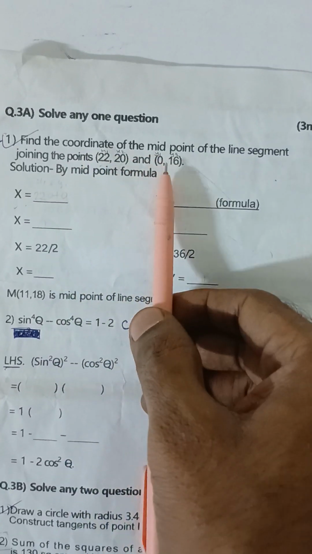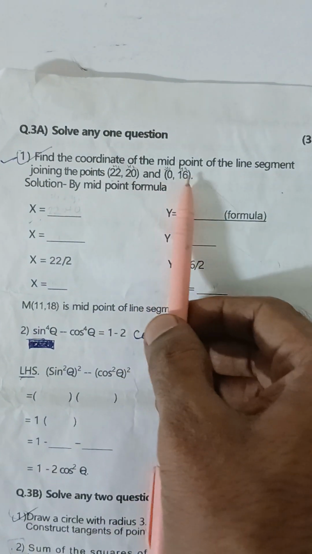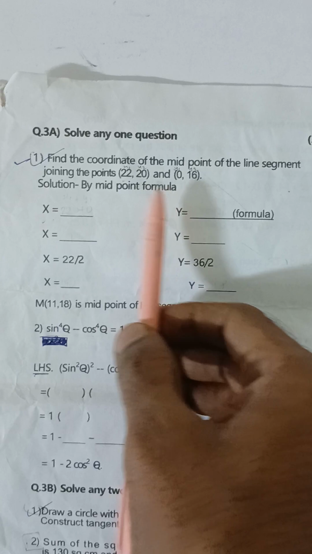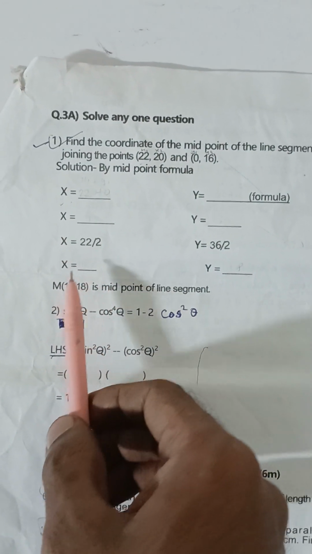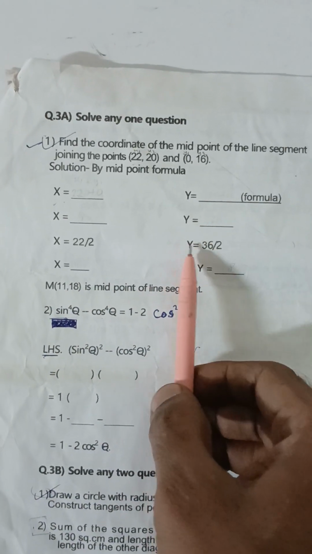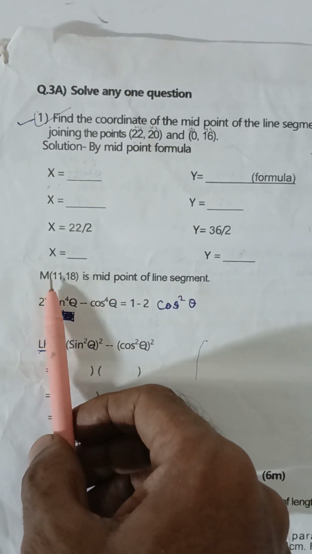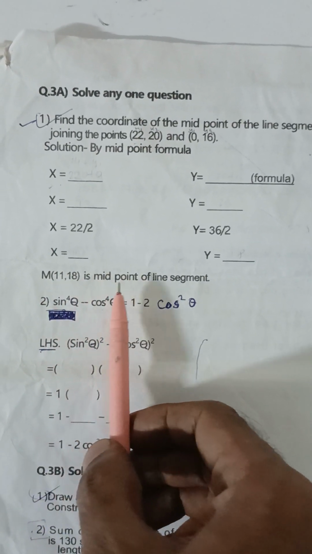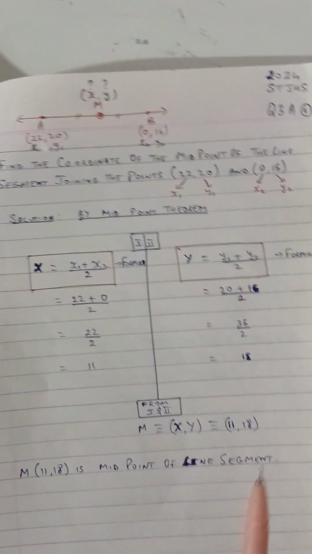Find the coordinates of the midpoint of the line segment joining the points 22, 20 and 0, 16. Solution by midpoint formula. x is equal to 22 upon 2, x is equal to dash, y is equal to 36 upon 2, y is equal to dash. The answer for point M is 11, 18, the midpoint of this line segment. Let us see how it goes.